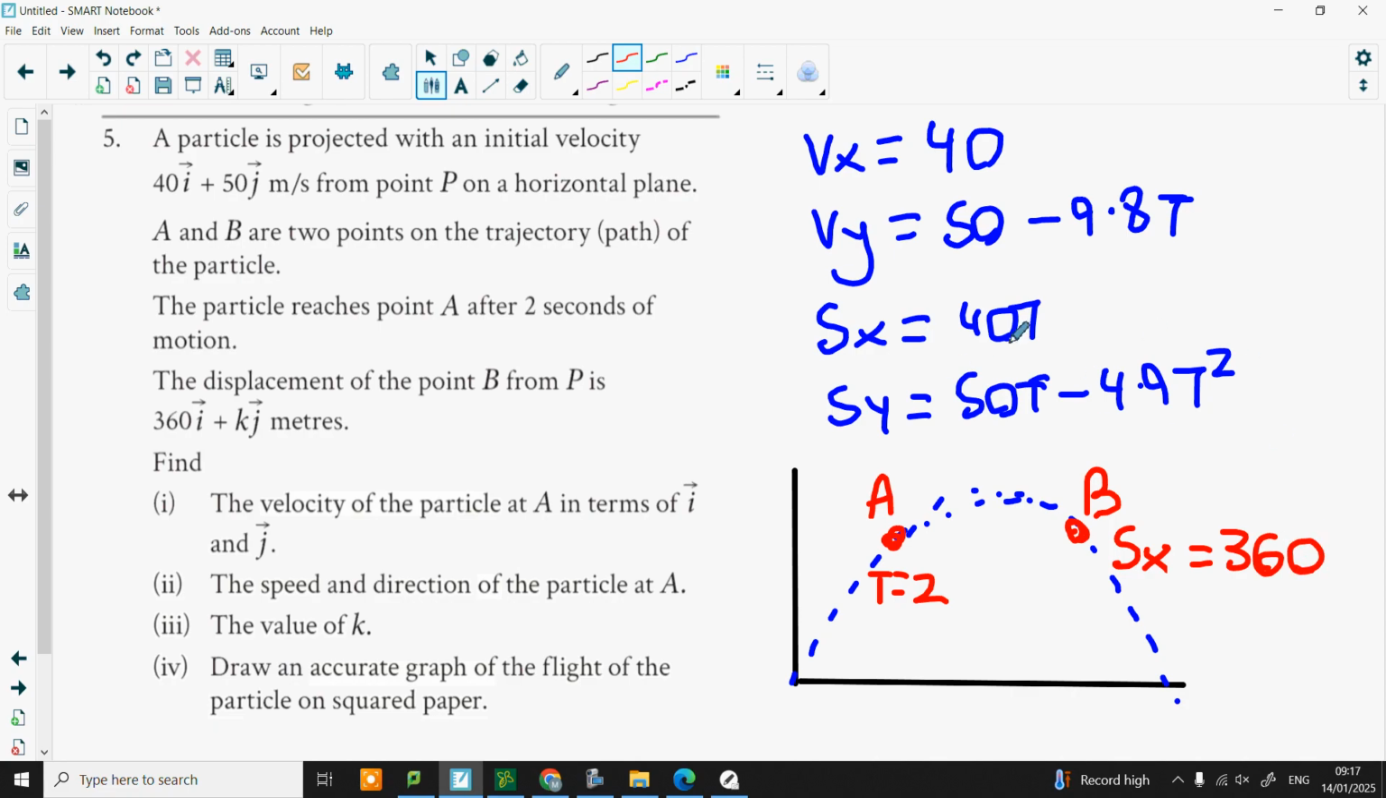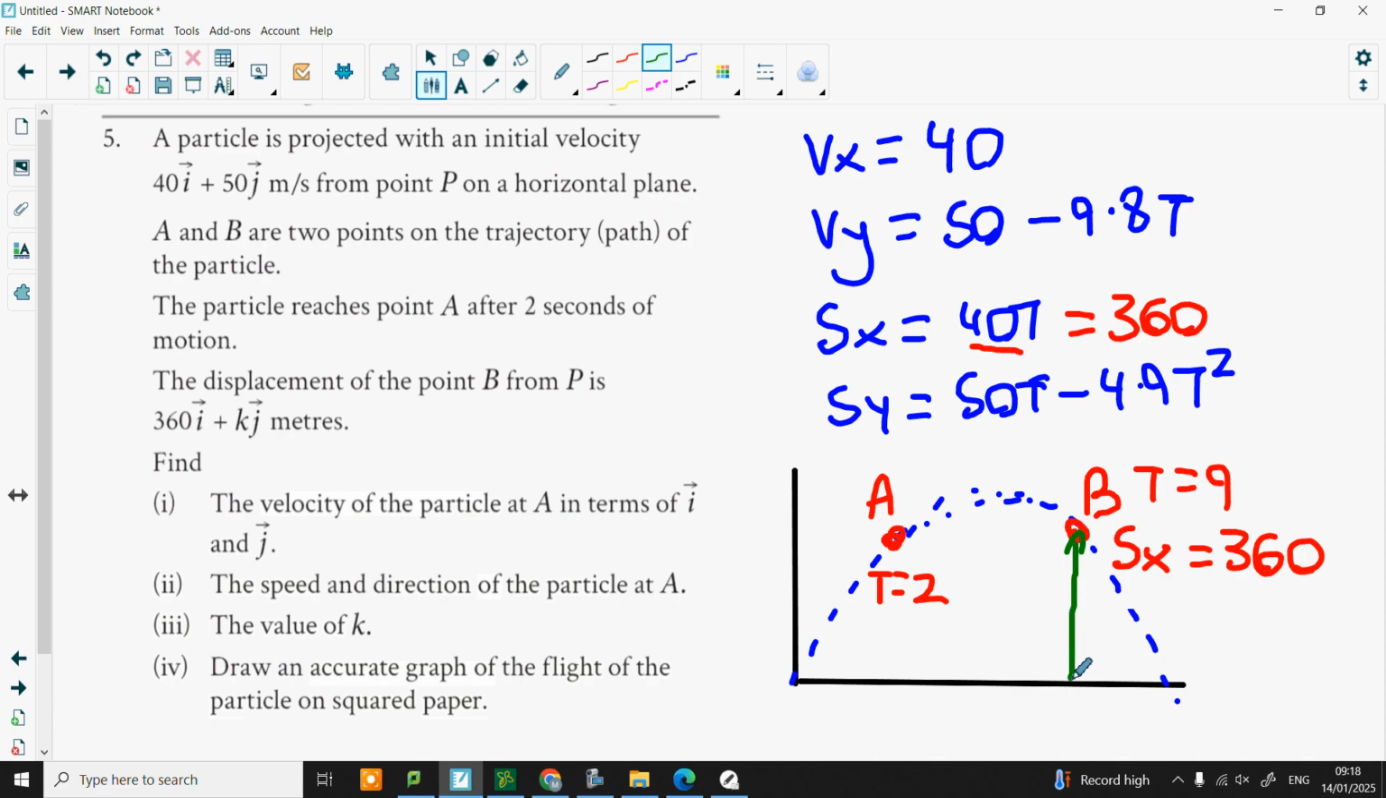Oh, that makes things easy, because what's 360 divided by 40? Yeah, it's 9 seconds in. So we already know point B is actually 9 seconds in. Does everyone know how I got that? 360 divided by 40, because you're 360 in the horizontal direction. See that vector, 360i? That means 360 traveled in the i direction.